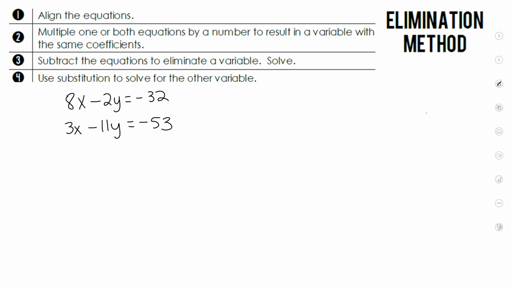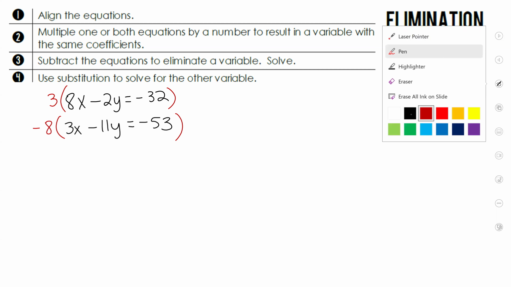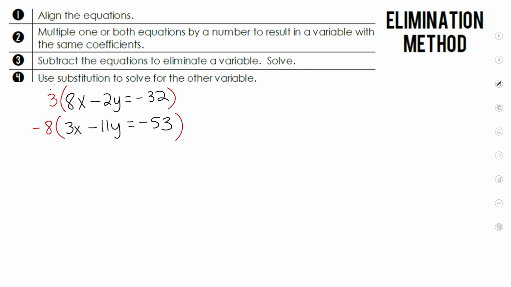Okay, so this one, guys, I'm going to multiply this one by a 3, and I'm going to multiply this one by a -8. And let me show you why. 3 times 8x is 24x. And this bottom one, -8 times 3x is -24x. So you guys see how now those will cancel? Okay, so this is an example where you had to multiply both equations by something.